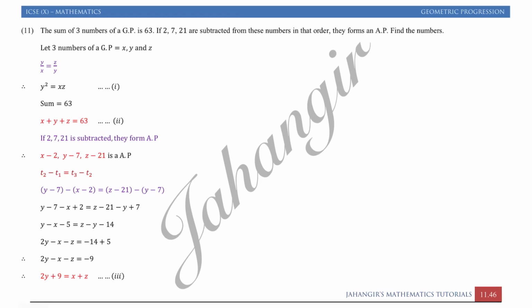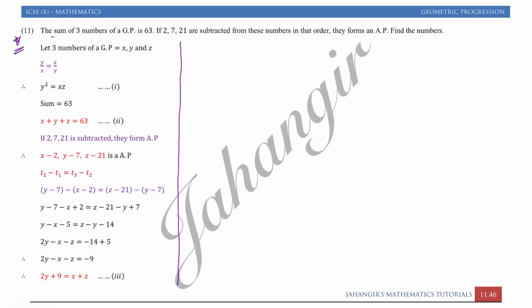Question number 11. This is one of the typical questions of GP. It's a difficult question. This type of question won't come in the board exam, but when you are solving prelim papers, you will find this type of question. This is a prelim style question. On the left side, I have done one method, and on the right side, I will do a separate method. So just go through both methods. Whichever is convenient to you, you can use that method.